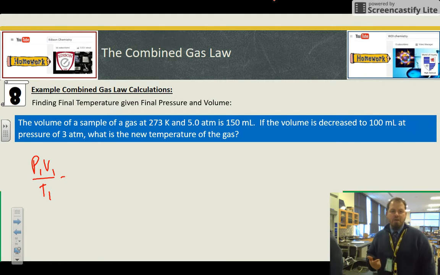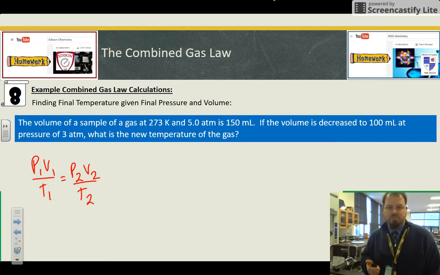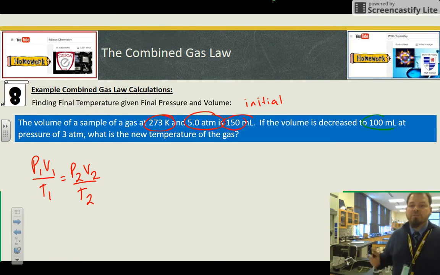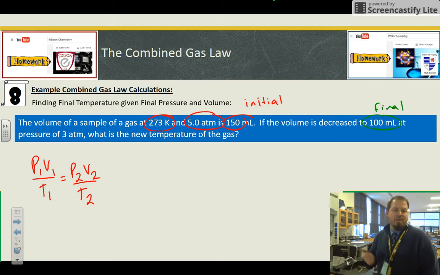Monica's going to write down our equation, and we're going to start plugging and chugging. 273 kelvins, 5 atmospheres is pressure, 150 milliliters is volume. These are my initial conditions. I know that they're my initial conditions because it says the volume is decreased to. So now that's going to be my final volume and my final pressure, and then we'll have to calculate this new temperature.